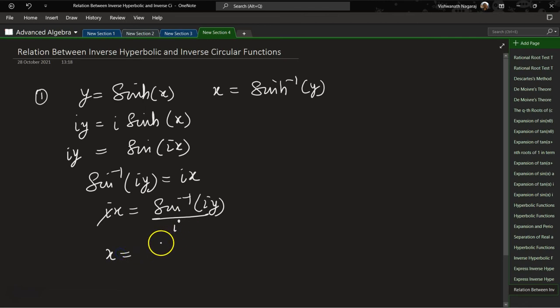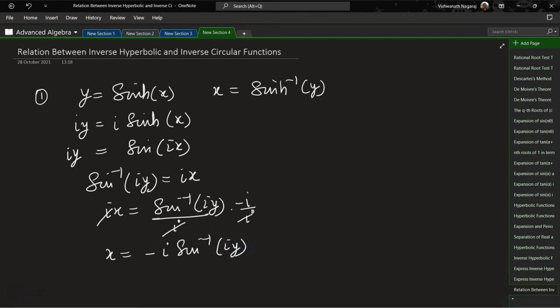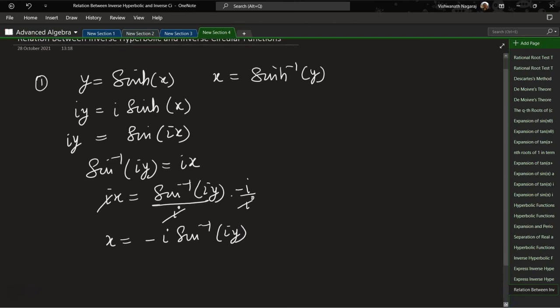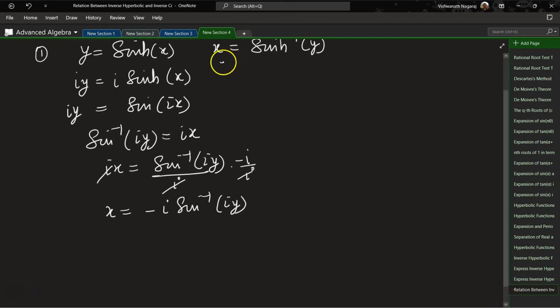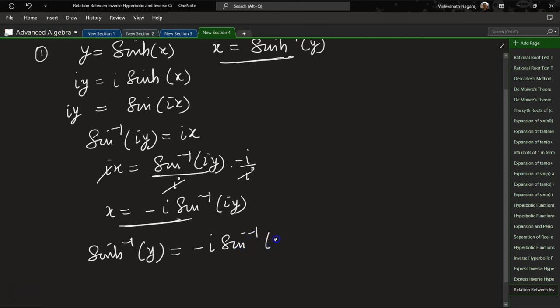So x becomes equal to, multiplied by i, this becomes i square. So these two cancel out and a minus sign comes up. So we end up with minus i sine inverse of iy, right? So which means we have now got an equivalence. Here x is equal to this and x is equal to this. So that means hyperbolic sine inverse of y is equal to minus i sine inverse of iy.